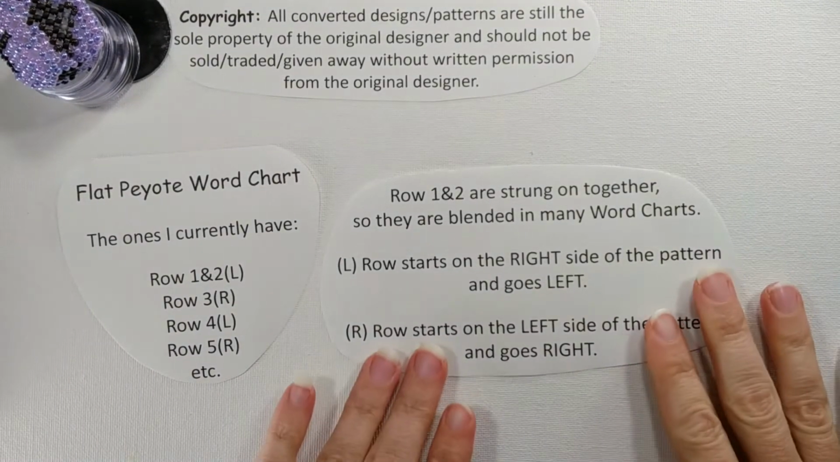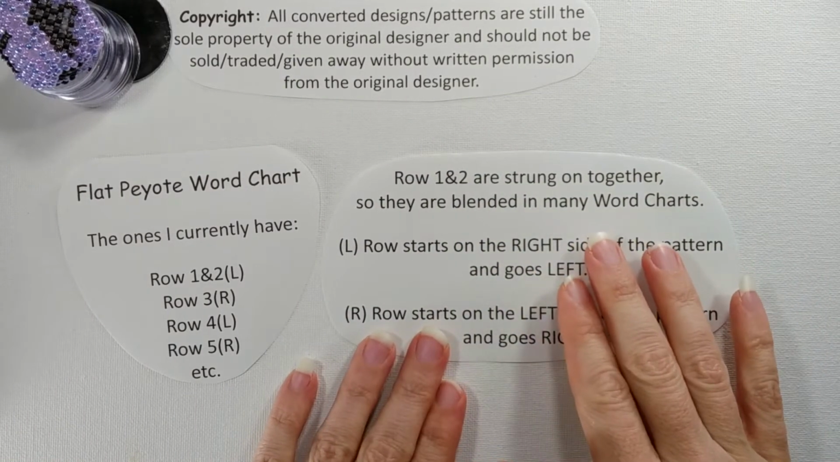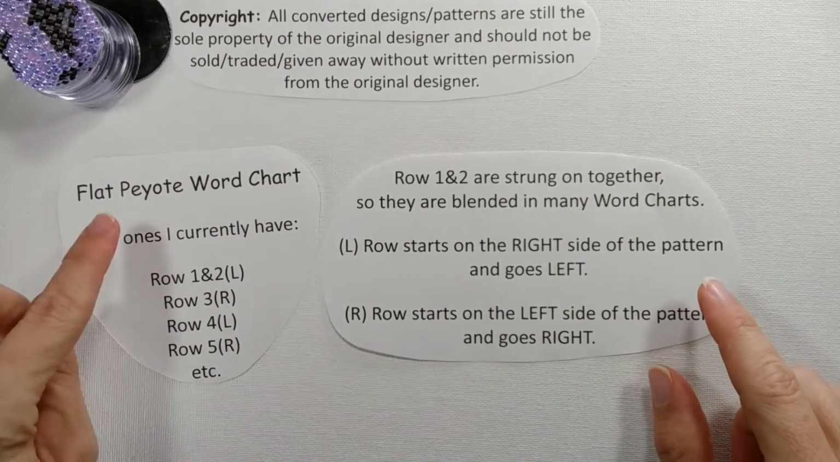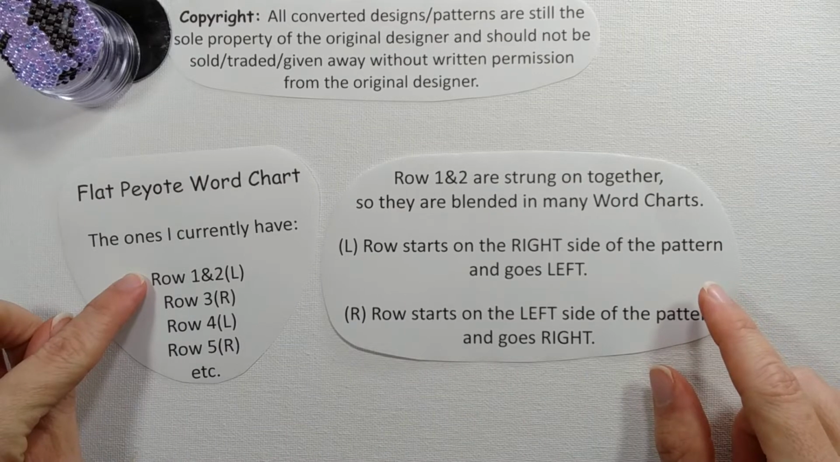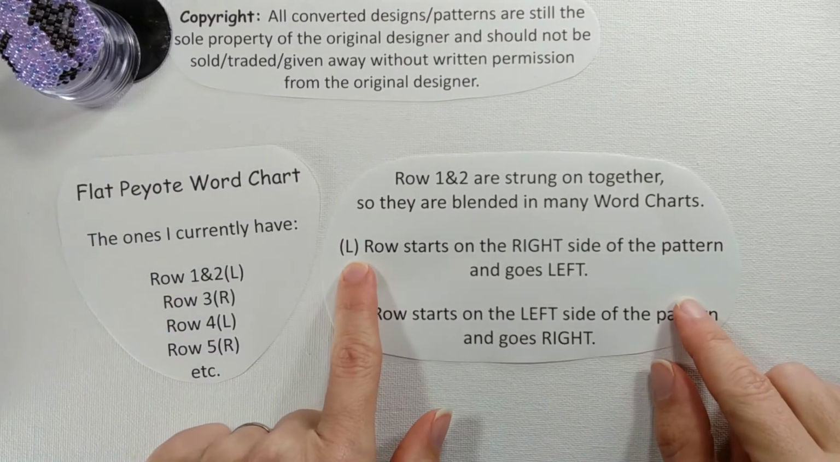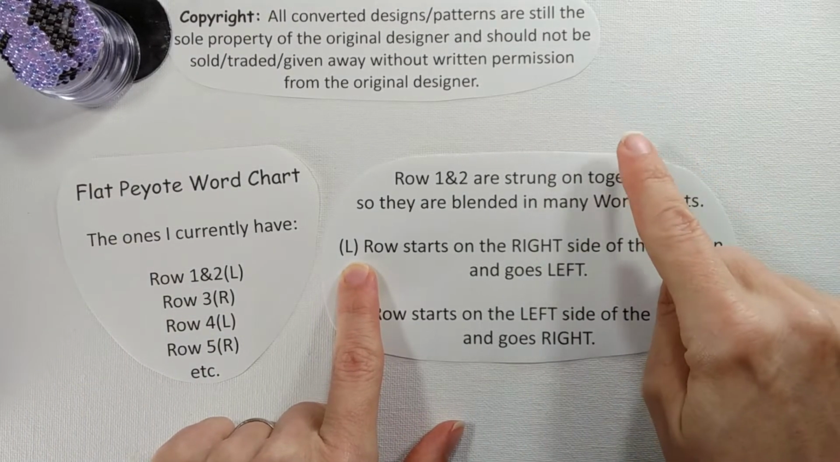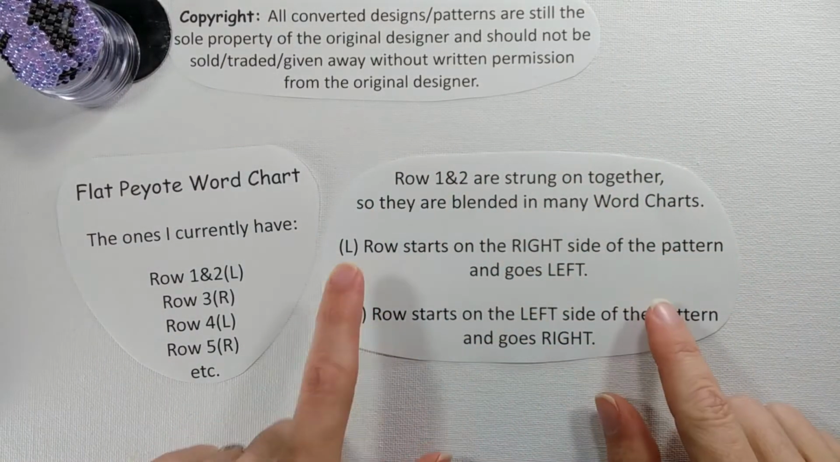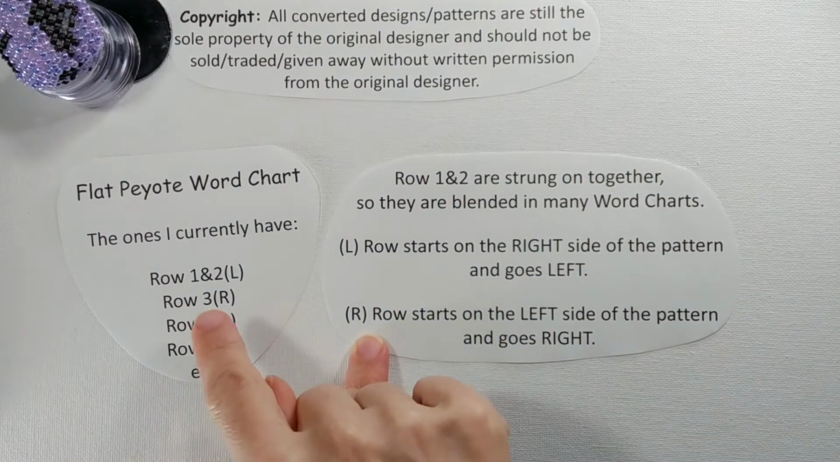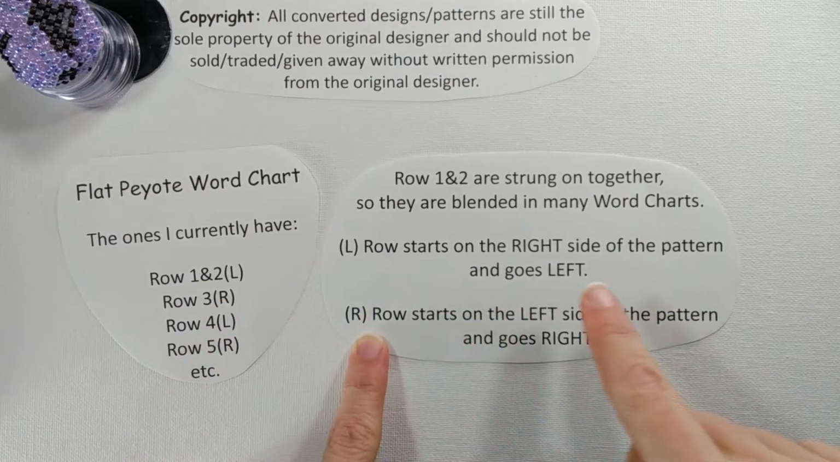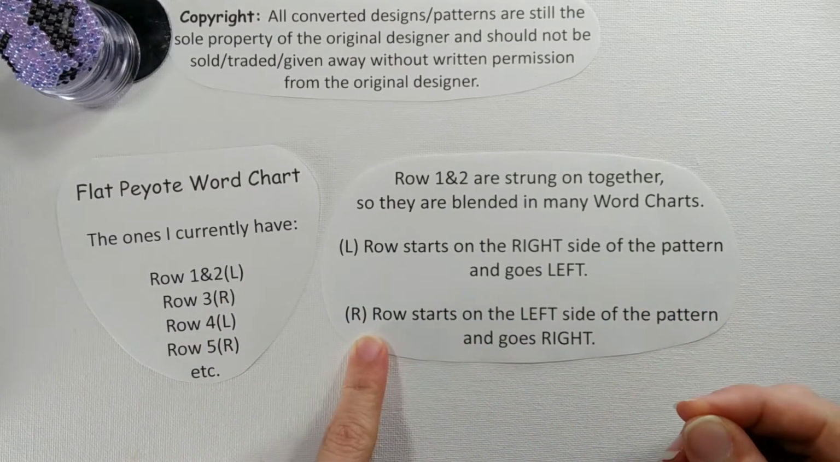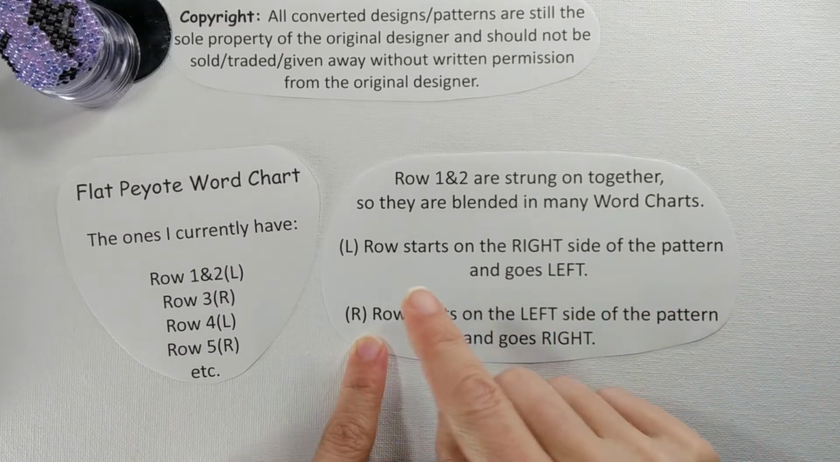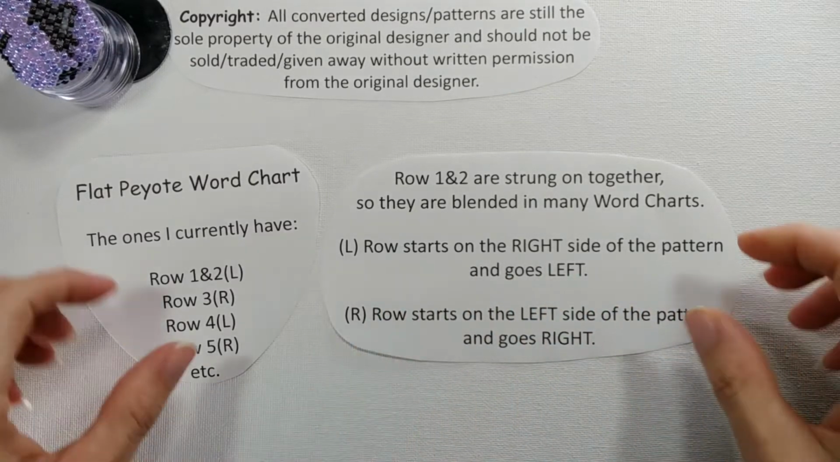In peyote, rows 1 and 2 are strung on together, so most word charts have them blended. The L means that you actually start on the right side of the pattern and work to the left. And the R means you start on the left side of the pattern and work to the right. Now that's important in converting so you know which side of your graph to start on.